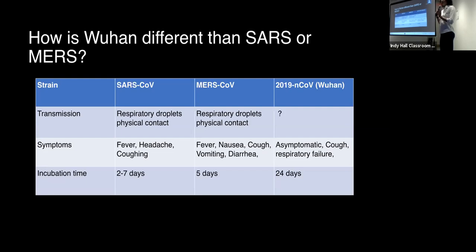And it means that more people are traveling, especially in areas like Wuhan, which is a large commercial area. Also, there's an issue that under international law, quarantine is 14 days. So people are saying, well, now we just know that it's 24. What do we do about it?